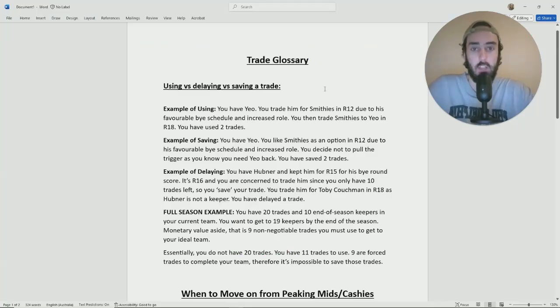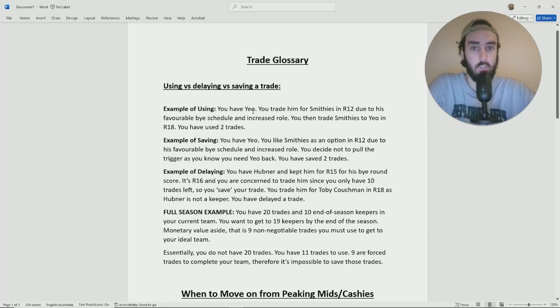So I've got a bit of a Word document here. It starts off with my trade glossary. Like I mentioned, using versus delaying versus saving a trade. A lot of people view a trade as just using one, like whether you're going to use a trade this week or save a trade. Yeah, I actually have delaying a trade in my thought process as well. So it should make a little bit of sense, but here's an example of using a trade.